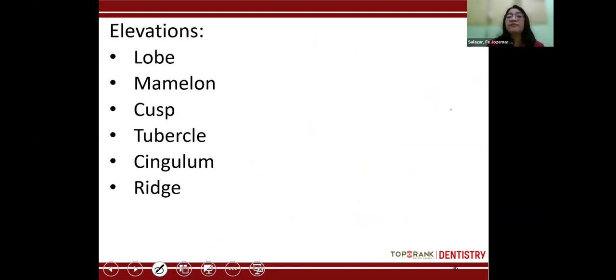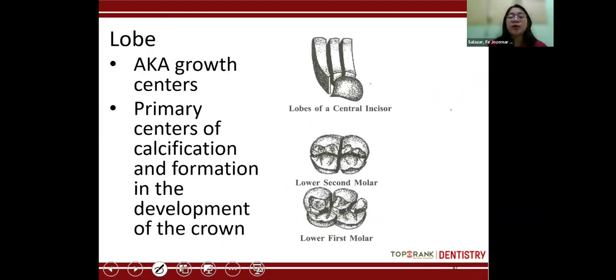Okay, so these are the elevations that you find on teeth. You have a lobe, you have a mamelon, you have a cusp, tubercle, cingulum, and the different ridges. So let's discuss these elevations. So lobes are the growth centers of the tooth. They are the primary centers of calcification and formation in the development of the crown.